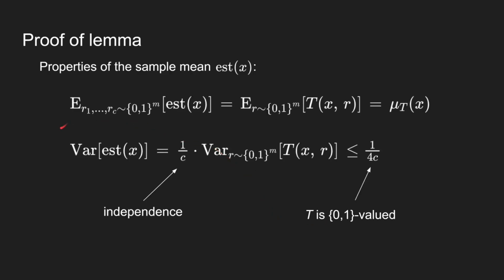So we get a couple of good properties of our estimator from the fact that the R_i's are independent. First is that the expected value of the estimator, taken over the random draws of R_1 through R_C, is just the expected value of T(x, R), where R is drawn uniformly at random, and that is, by definition, mu_T(x). And the variance of the estimator, by independence, is 1 over C times the variance of T(x, R). Now, since T is 0,1 valued, the variance of T(x, R) is at most 1/4, and so the variance of the estimator is at most 1 over 4C.